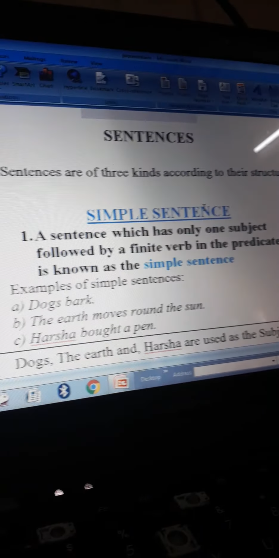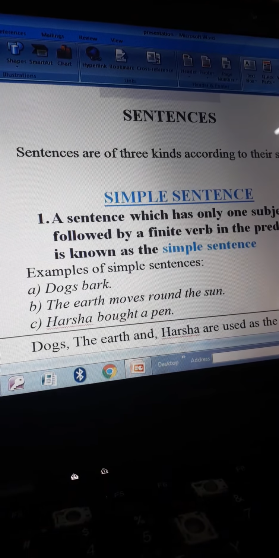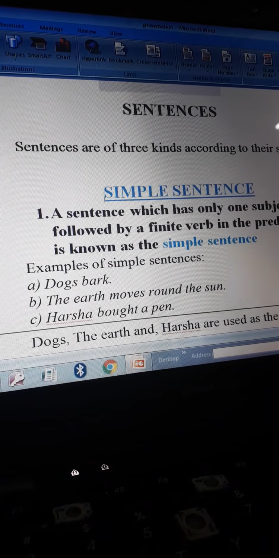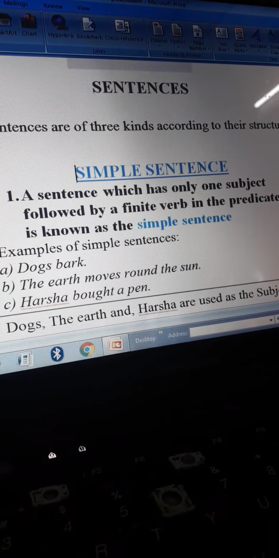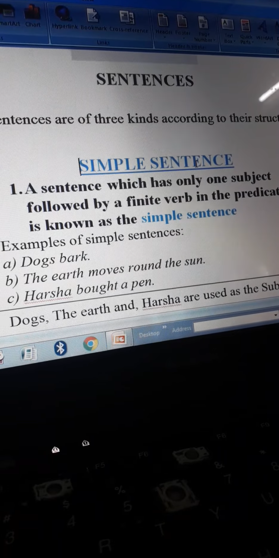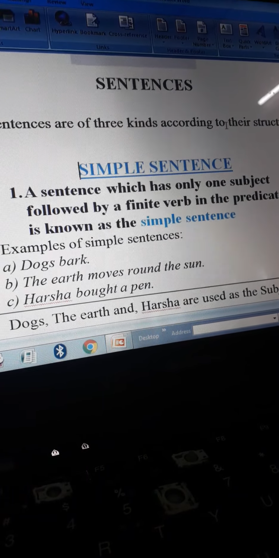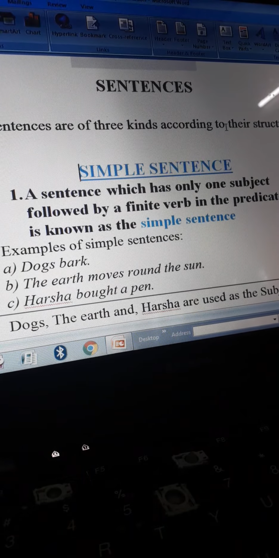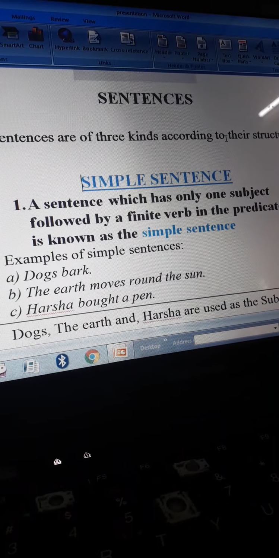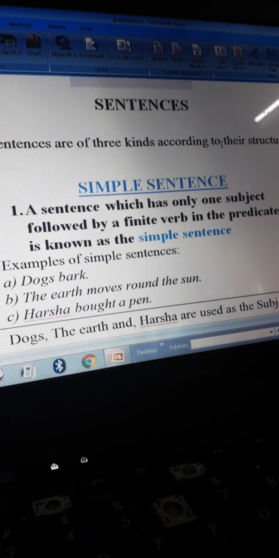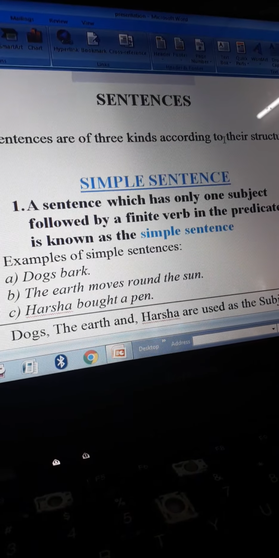Yes, dear students, the topic is sentences. So sentences are of three types according to their structure. First is the simple sentence. As you all know, a sentence has a subject, verb and object. Clear? A sentence is divided into two parts, subject and predicate. Predicate consists of verb and the object.